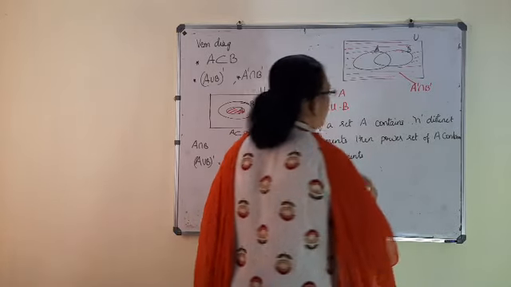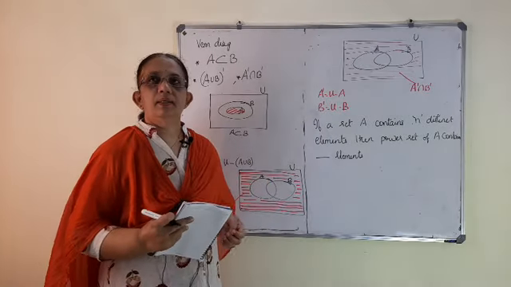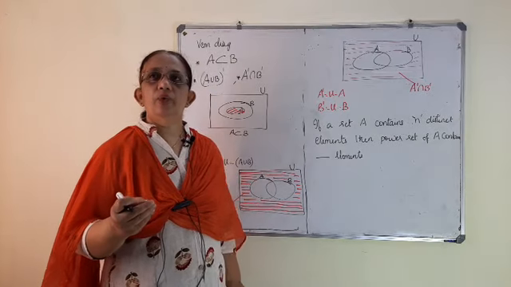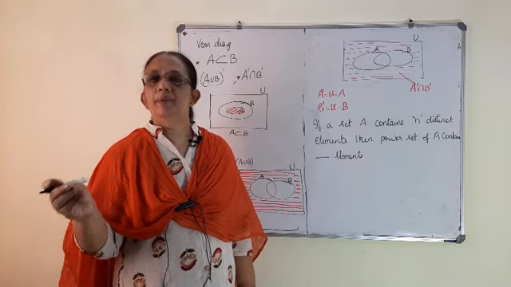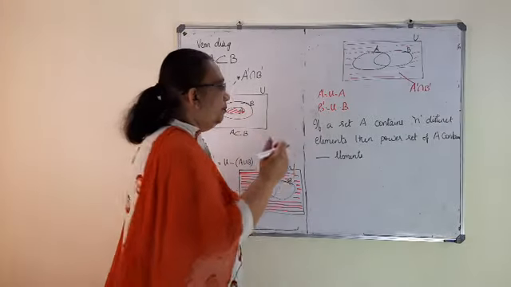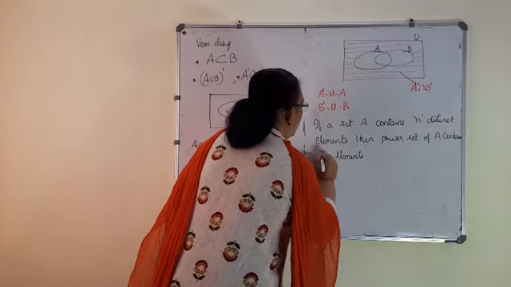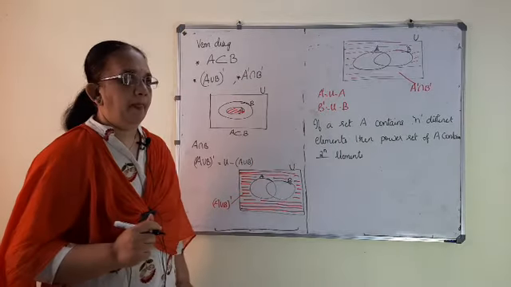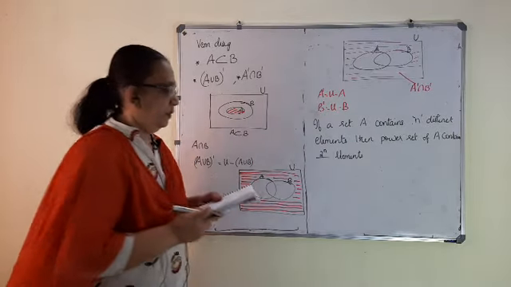What do you mean by power set? It is a collection of subsets. How do you find out? If there are m elements, the number of subsets in the power set is 2 raised to m. So the number of elements in the power set is 2 raised to n elements. Next one.